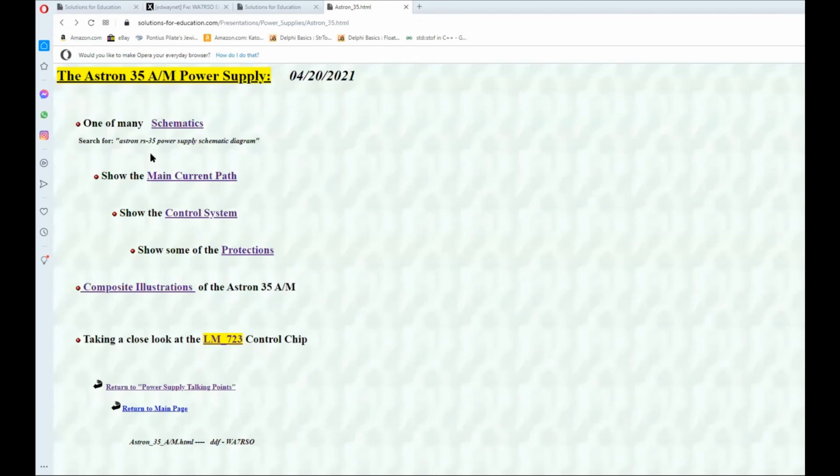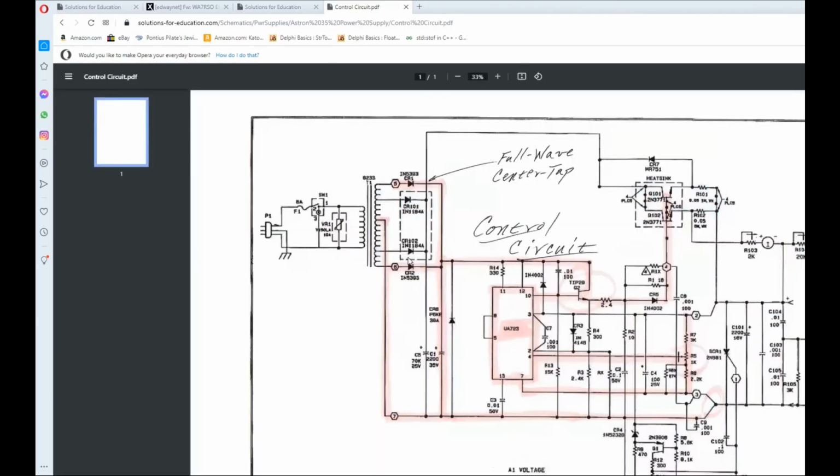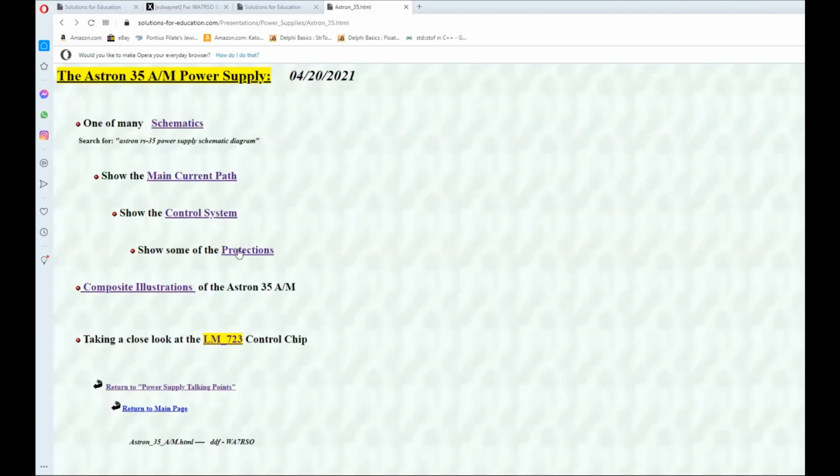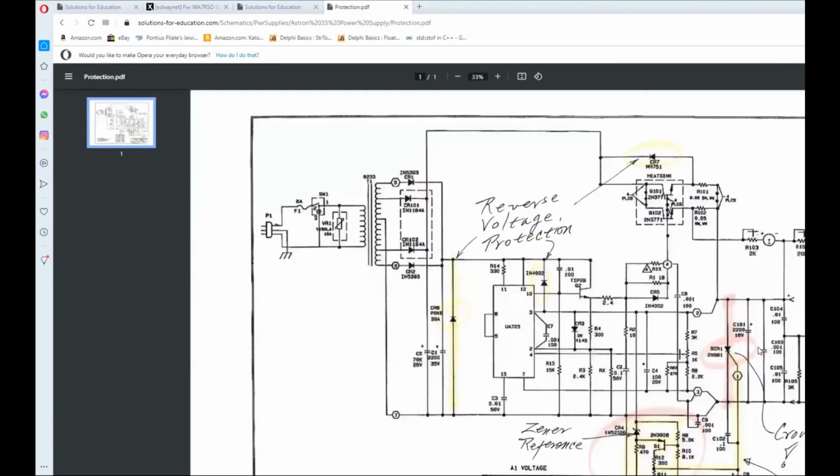Let's go back now and look at this one here. The same schematic, but this time I've highlighted the control circuit. And then if you go back, you can look into the protection circuits. There are three or four different protection circuits in there. And by the way, guess what? There's your crowbar.